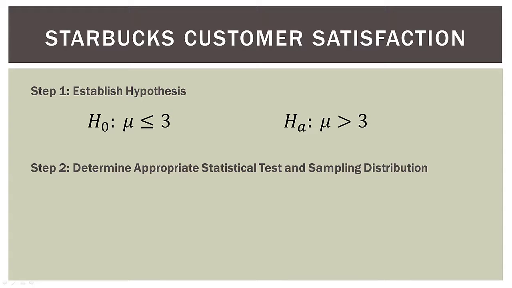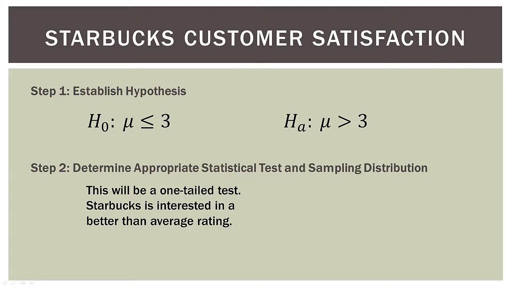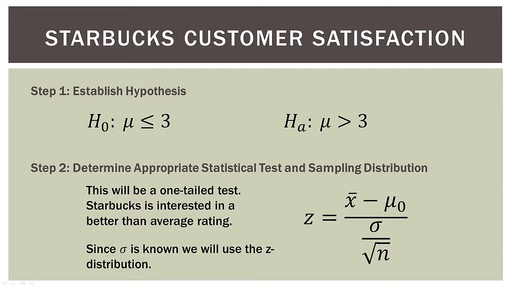Step 2, determine the appropriate statistical test and sampling distribution. So this will be a one-tailed test. We can tell that based on our hypotheses up above. Now, Starbucks is also interested in a better than average rating. So that also tells us the direction of our statistical test. Now, since sigma is known, we will use the z distribution to do our analysis. So there is how we find our z-score over there on the right.